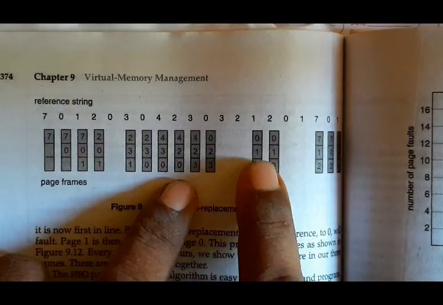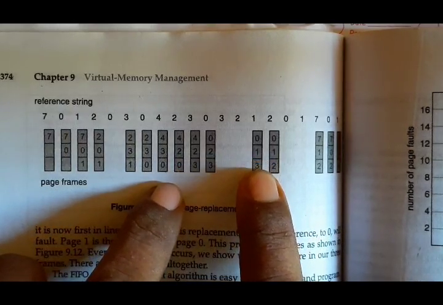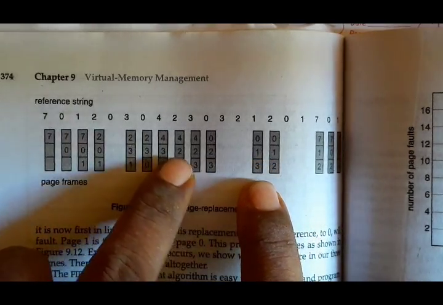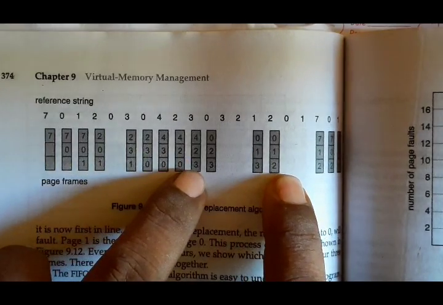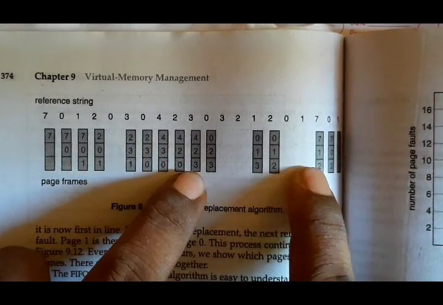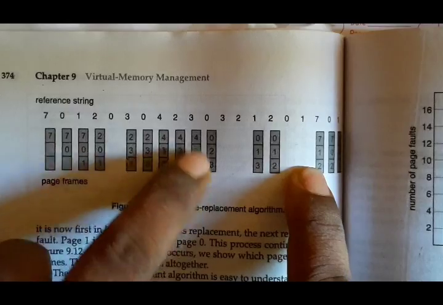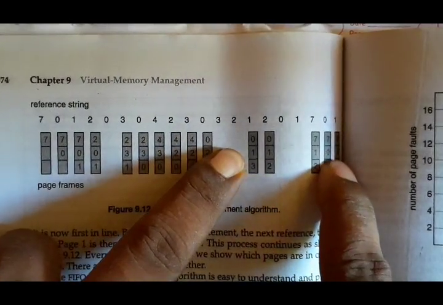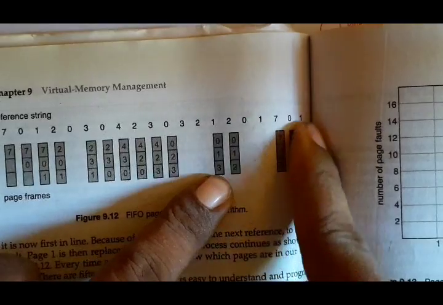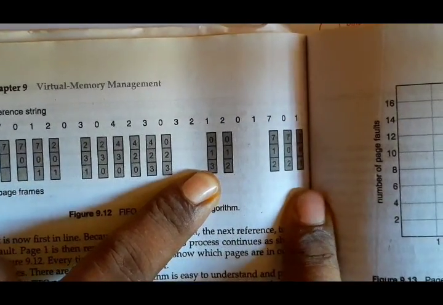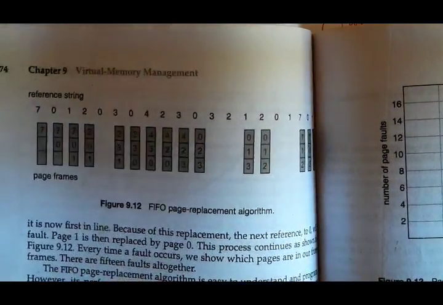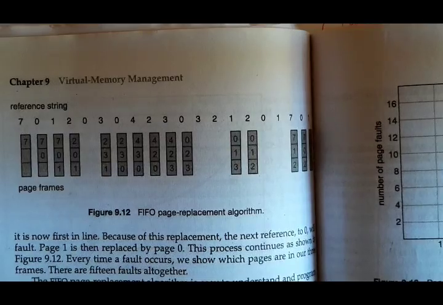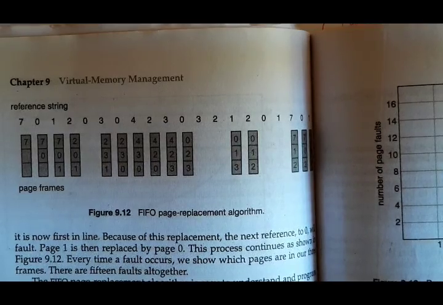So here 1 is replaced in place of 2, no? Next, in place of 3, 2. Next, 0 and 1 are present here, so no replacement. Next, in place of 0, 7. Next, in place of 1, 0. Next, in place of 2, 1 you have to place. Clear, no? This is the first in, first out page replacement algorithm.